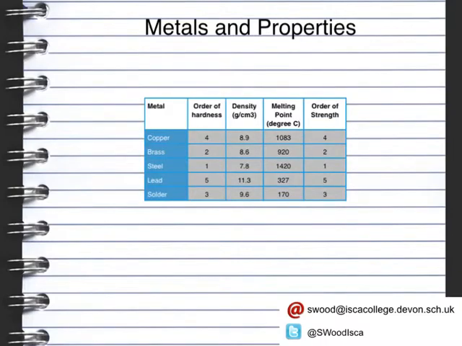Okay, now the reason why we use alloys is because they improve the properties of metals. Here we've got some data on metals. We've got copper and lead as our metals, and then brass, steel and solder as our alloys. You need to be able to look at data like this and pick out certain information. For example, which metal would you use as a wire inside a vacuum cleaner cable, which needs to conduct electricity and be flexible?